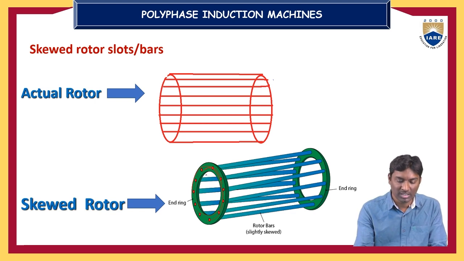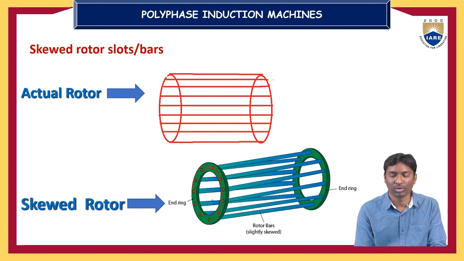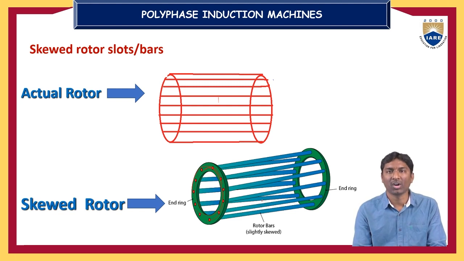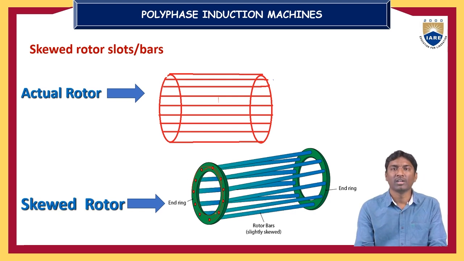You can observe here, this is the actual rotor, and this is the skewed rotor. These are the rotor bars, which are slightly skewed compared to the actual rotor. Why am I using the skew? To reduce the eddy current losses, or for freely rotor movement, I am using slightly skewed bars, and these end rings will be short circuited.